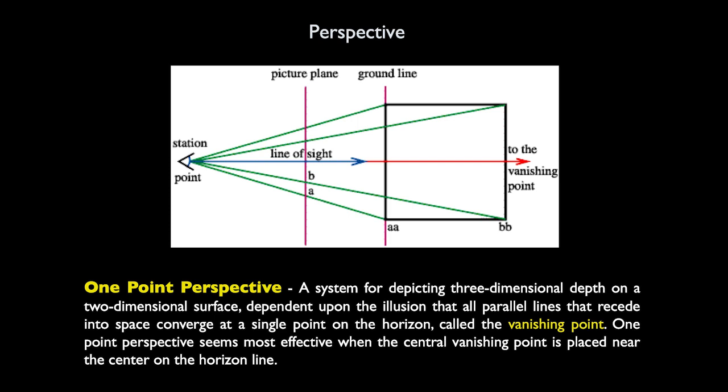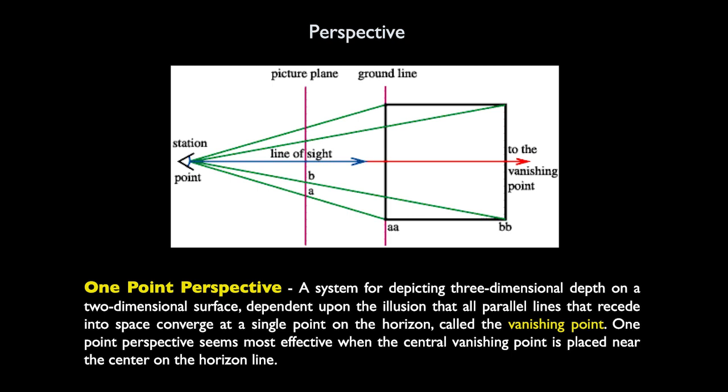So 1-point perspective is a system for depicting three-dimensional depth on a two-dimensional surface, dependent upon the illusion that all parallel lines that recede into space converge at a single point on the horizon, called the vanishing point. 1-point perspective seems most effective when the central vanishing point is placed near the center on the horizon line. So basically what this is saying is that you're sitting directly in front of or centered on the objects that you're drawing or viewing.